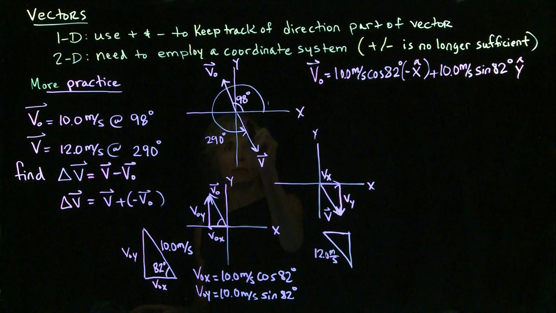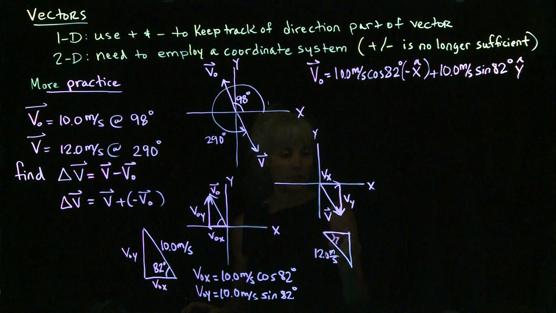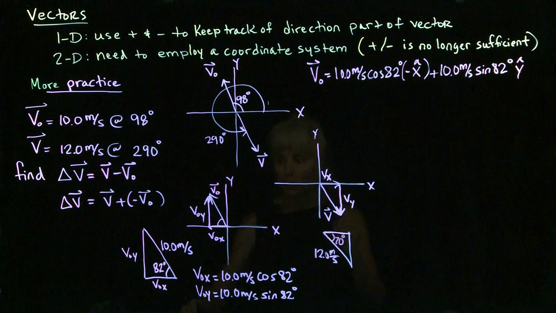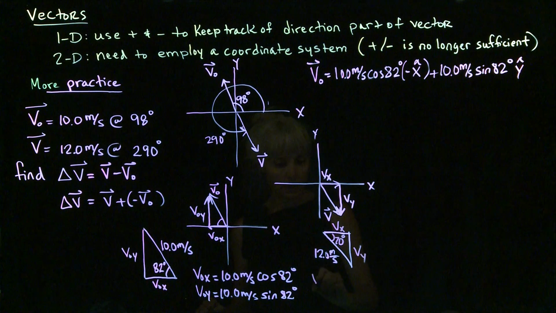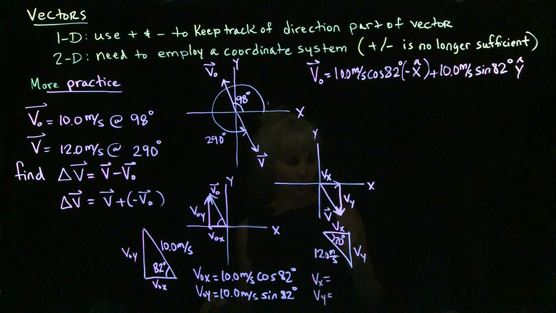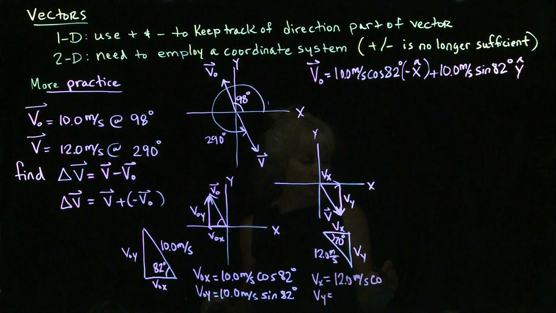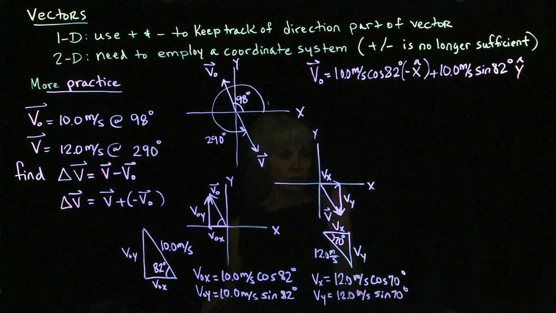So if this is 20, then that means this angle is 70. So this angle right here is 70 degrees. So here is my Vx and my Vy. I can find the component form of each Vx and Vy by using sine and cosine. So Vx is going to be the 12 meters per second times the cosine of 70 degrees. Vy is going to be the 12 meters per second times the sine of 70 degrees. Okay, so notice that those two added tip to tail gives you vector V.